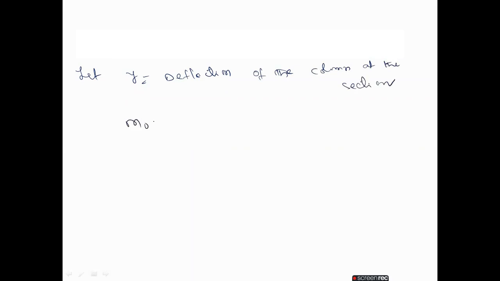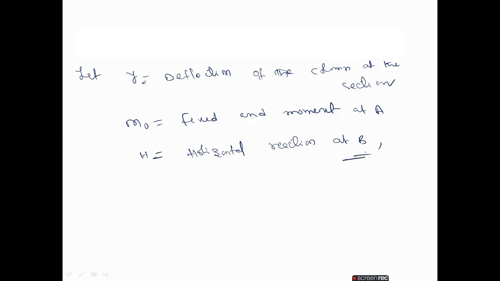and M naught is nothing but the fixed end moment at point A, whatever they showed in the diagram, and H is nothing but the horizontal reaction at B. Horizontal reaction at B. Okay, and now if I calculate the moment at the section, what happens?